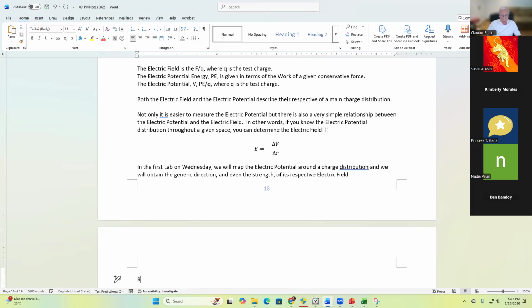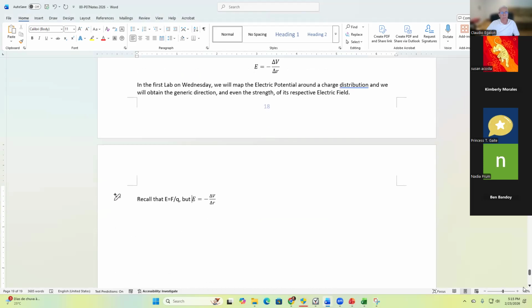Recall that E is what? F divided by Q, but E is also equal to minus delta V over delta R. So two different ways of finding the electric field, either from the force or from the electric potential. Okay?